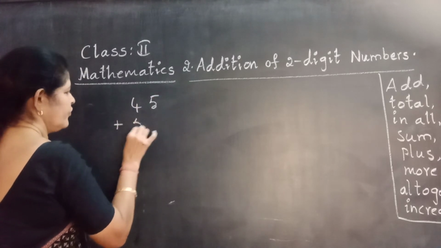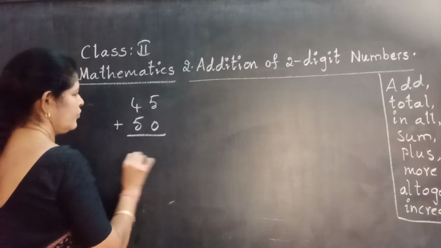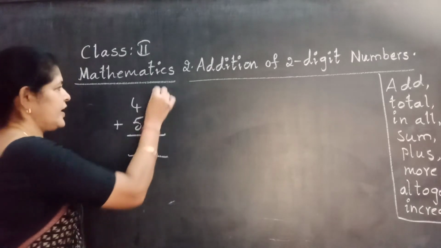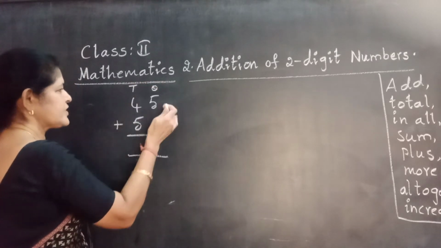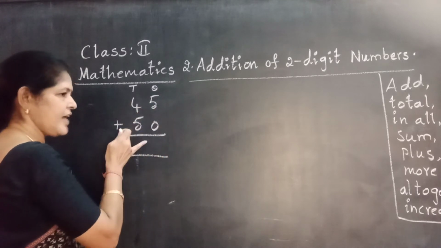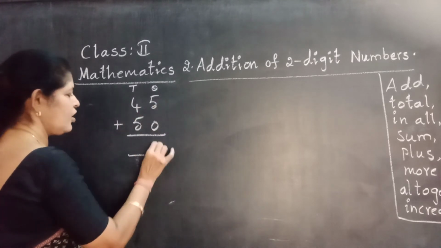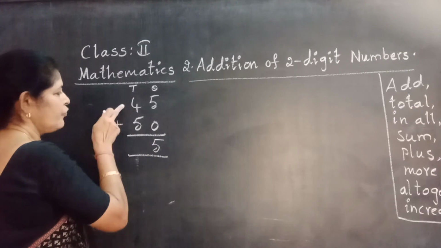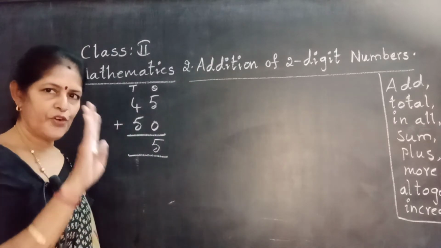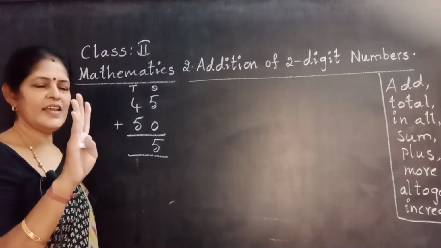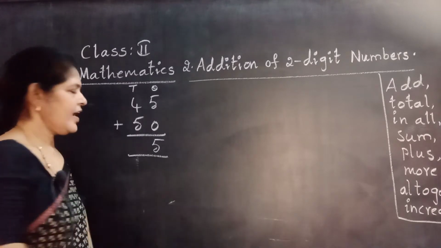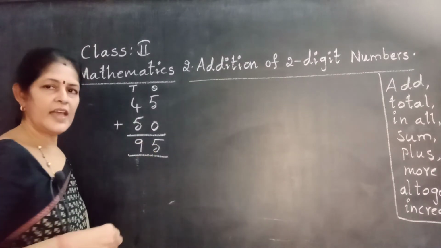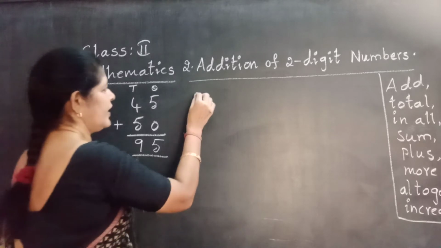45 plus 50. 45 plus 50. Start from ones place. These are ones, these are tens. Number plus 0, same number. 4 plus 5, take 4 fingers, 5 after, 6, 7, 8, 9. What is the total? 95. Another one.